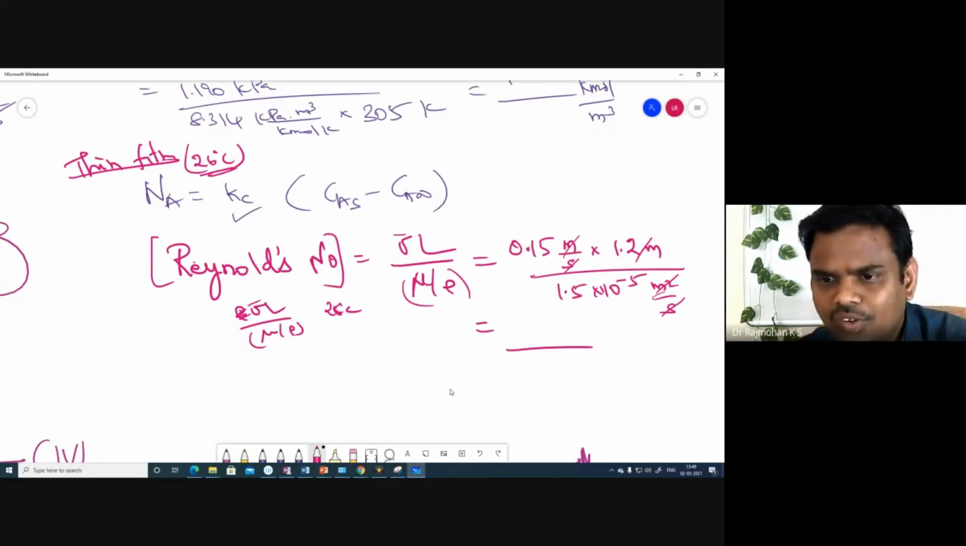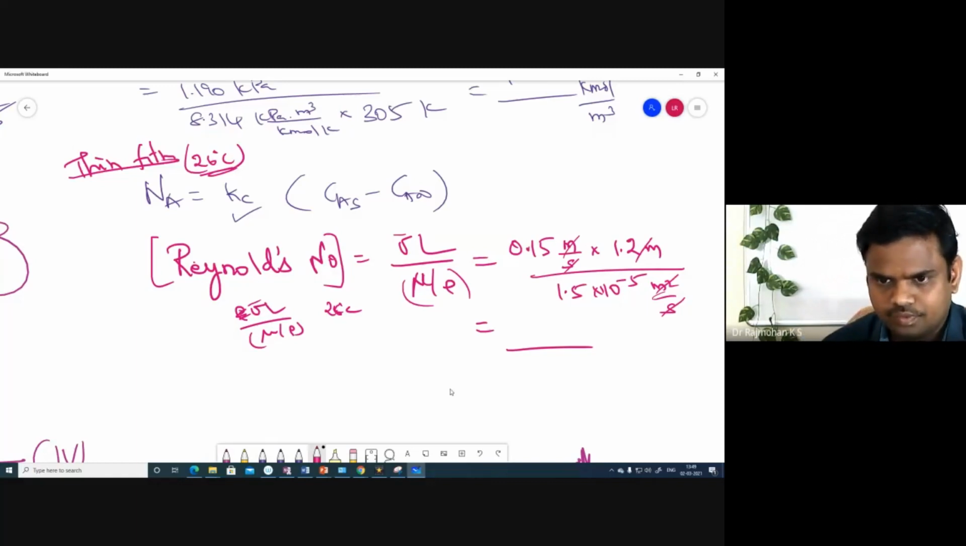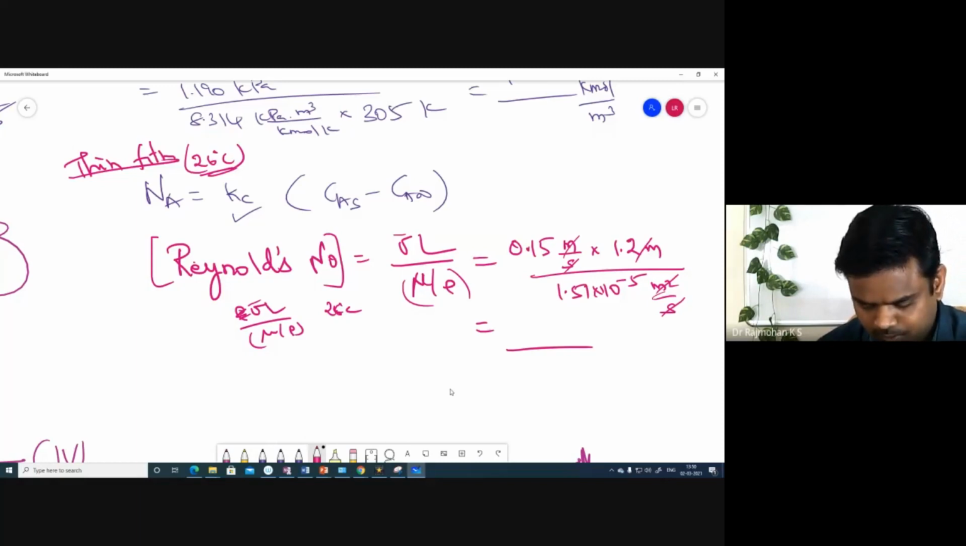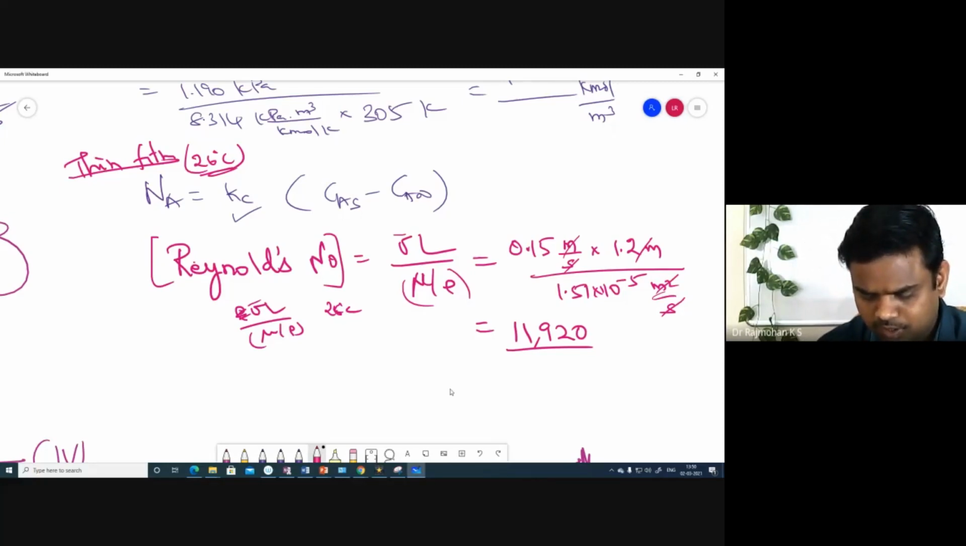So use the calculator. 0.15 into 1.2 divided by 1.51 gives 0.119. Because of 10 power minus 5, we get 0.19119 into 10 power 5, so I get 11,921 almost. Okay, so that is our Reynolds number.